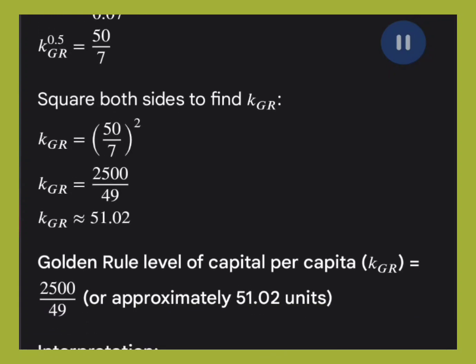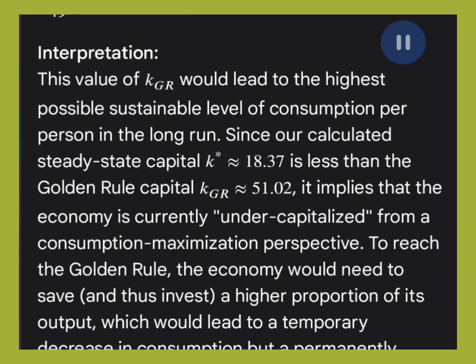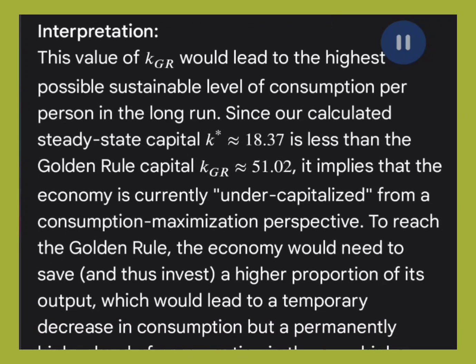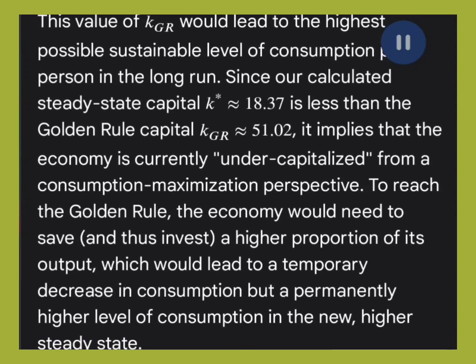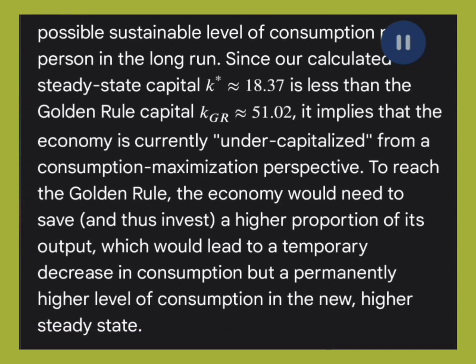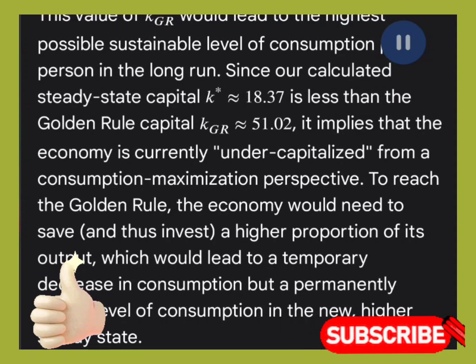Interpretation: this value of k_gr would lead to the highest possible sustainable level of consumption per person in the long run. Since our calculated steady-state capital per capita, k star, approximately 18.37, is less than the golden rule capital k_gr, approximately 51.02, it implies that the economy is currently undercapitalized from a consumption maximization perspective. To reach the golden rule, the economy would need to save, and thus invest, a higher proportion of its output, which would lead to a temporary decrease in consumption, but a permanently higher level of consumption in the new higher steady state.